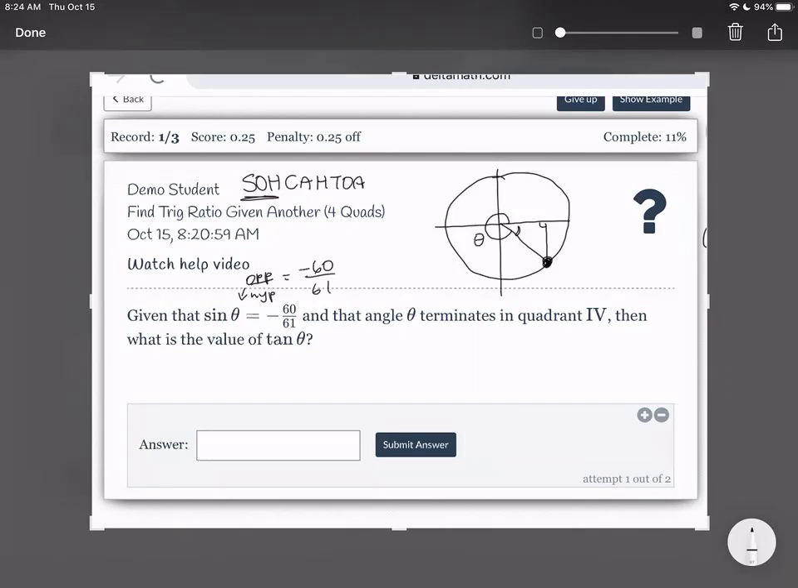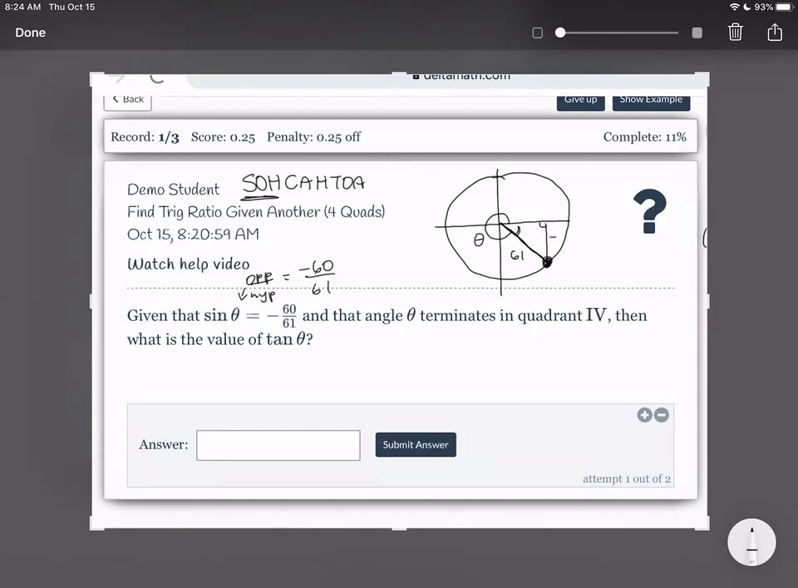The hypotenuse and the opposite, when you divide them, you get a negative number. But I'm telling you now that the hypotenuse is always positive, because the hypotenuse is literally just the radius. It's the distance from the center to your point. So the hypotenuse, the 61, is just going to be positive 61. So the negative gets taken by the opposite.